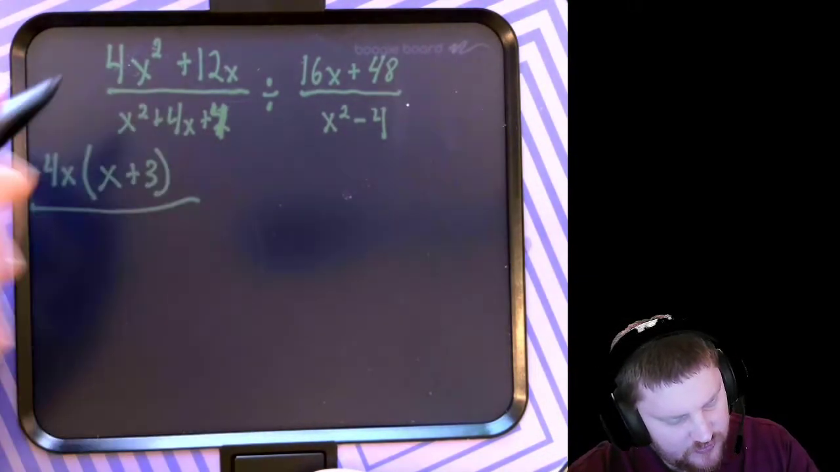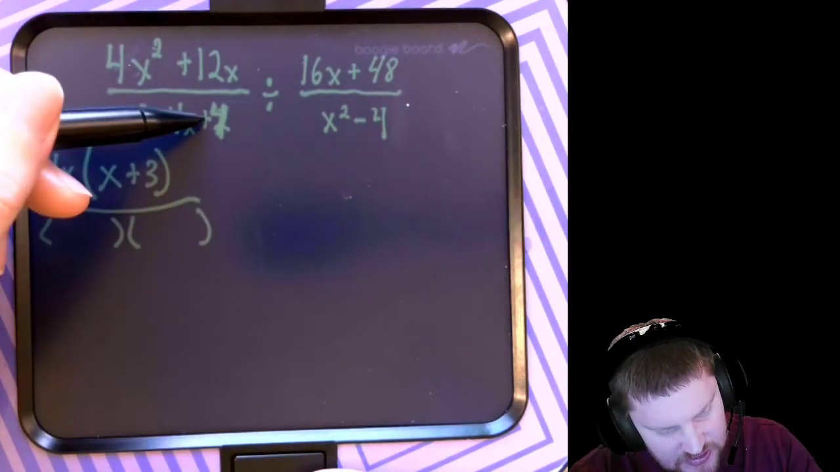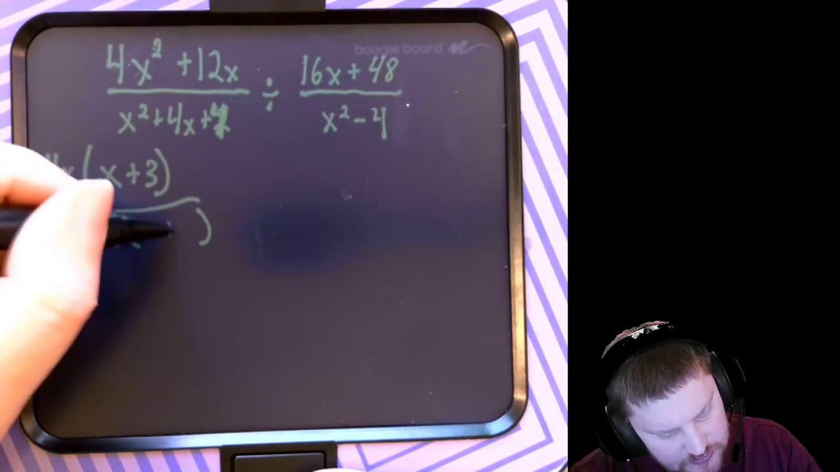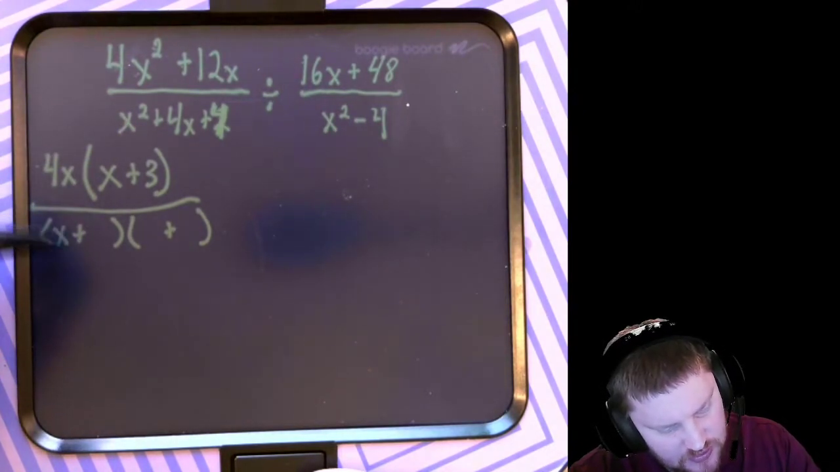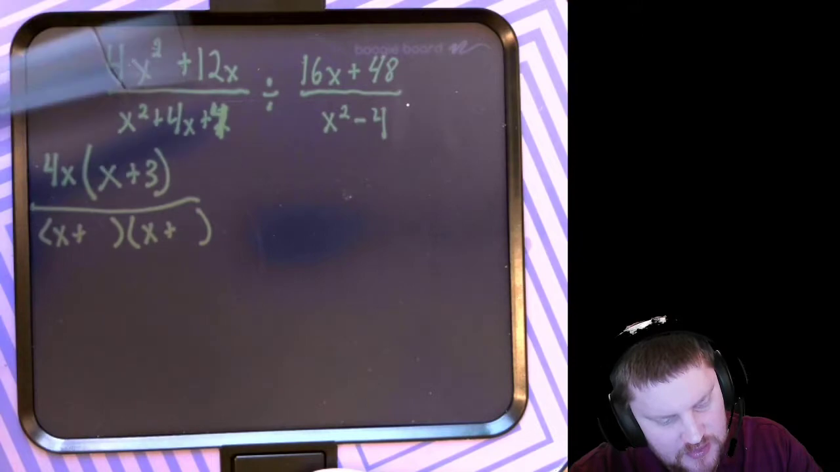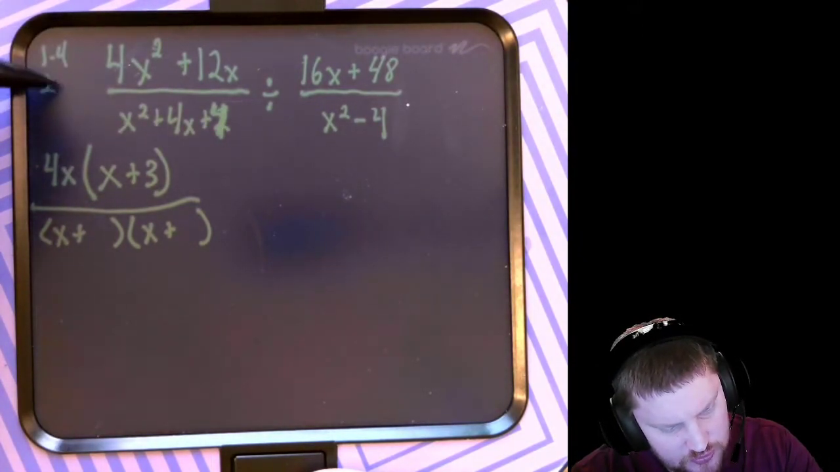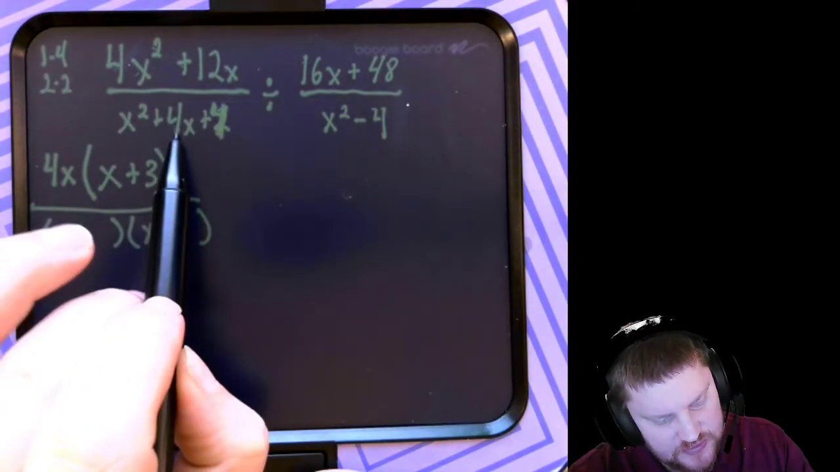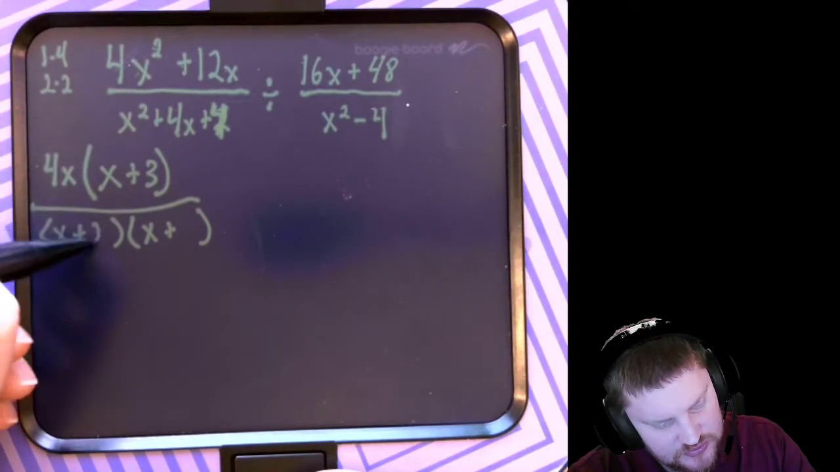a trinomial factors into 2 binomials. Addition at the end means both my signs are the same. Addition in the middle means they're both plus. X squared's coefficient is 1, so the factors of x squared are x and x. The factors of 4 are 1 and 4, and 2 and 2. I need to find the factor pairs of 4 that add together to give me 4. Since 1 plus 4 is 5, that's not right. 2 plus 2 is 4, so that is correct. So x plus 2.